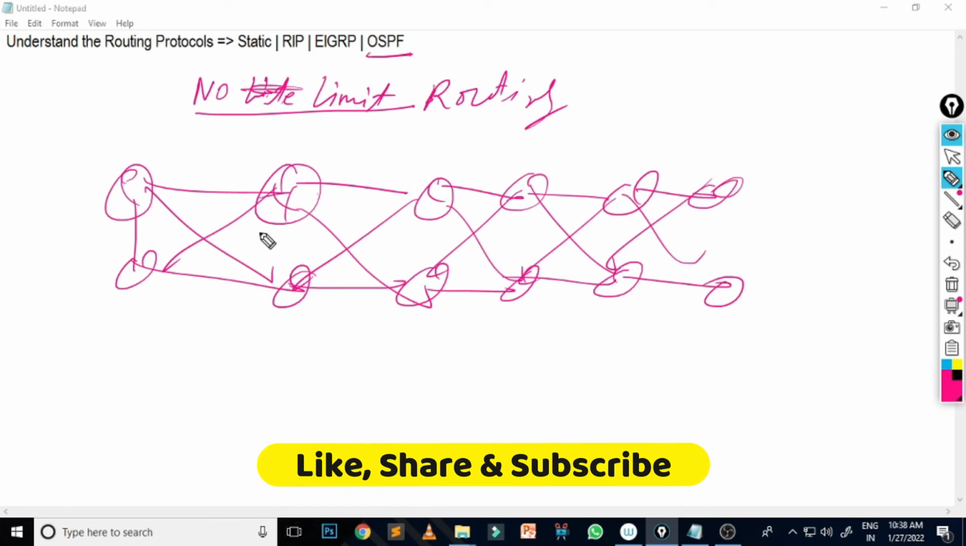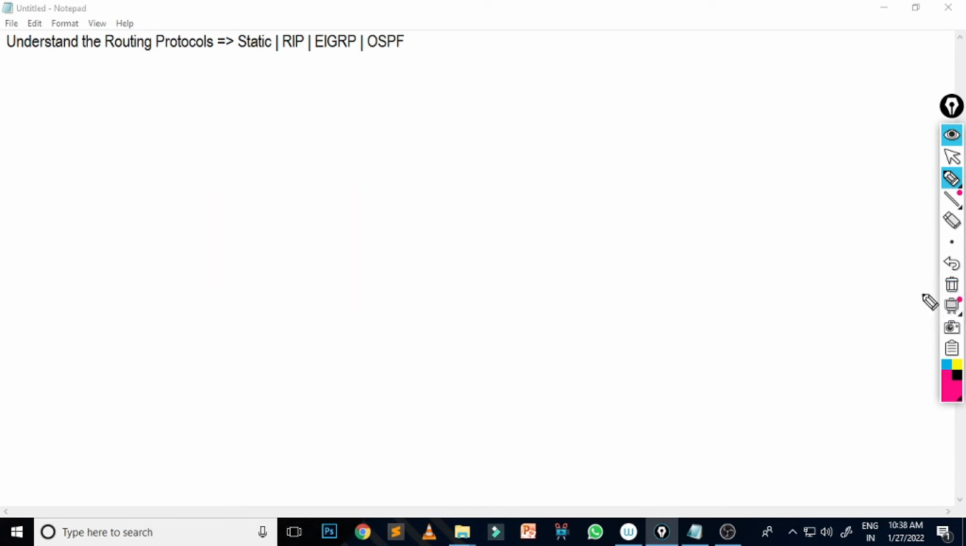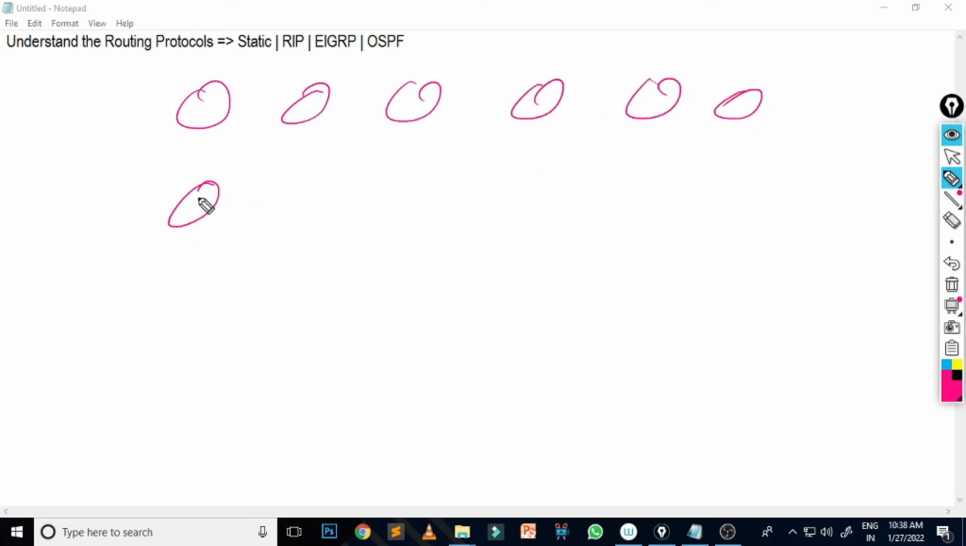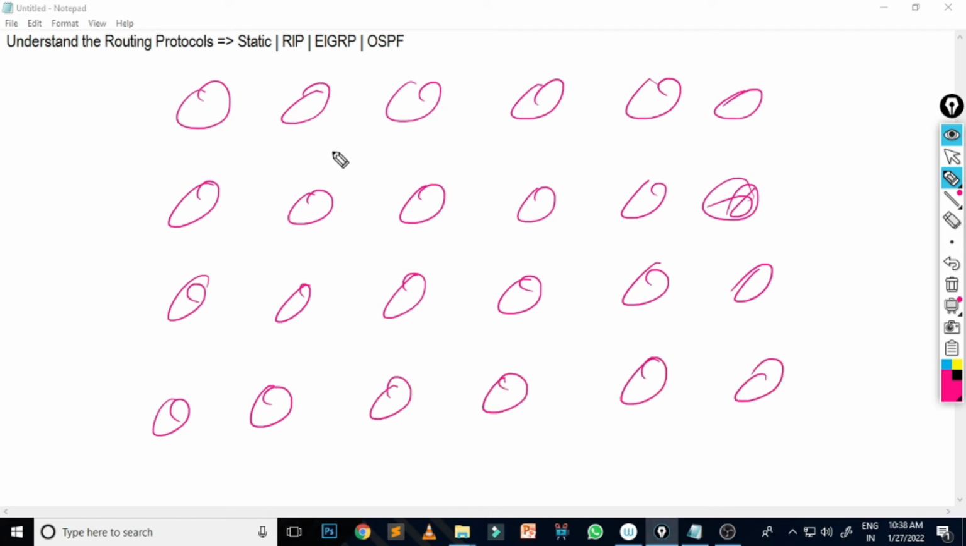That is why OSPF is a protocol where the area concept is introduced. As I said, there is no limit of routers, so OSPF is configured under the area concept. What is the area concept? Let us see. Let's say you have lots and lots of routers available in your network, because if you are an ISP, or maybe you have some big network, all the routers will be connected to each other, like this, like this, like this.